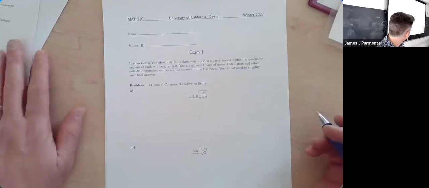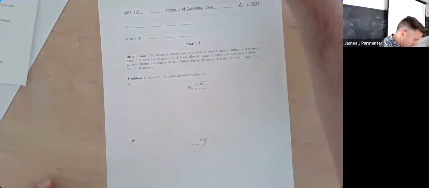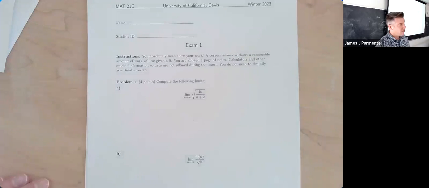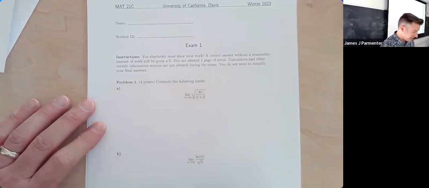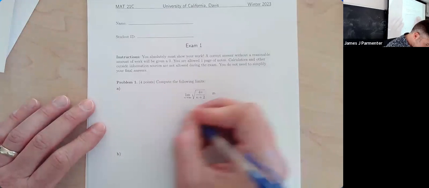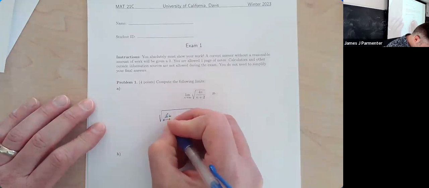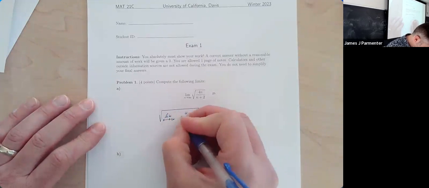So the first two questions on this exam are limits. For the first one here, the limit as n goes to infinity of the square root of 4n over n plus 2. I don't know how much work someone wants to show here. I would probably bring that limit inside the root and write it as the square root of the limit as n goes to infinity of 4n over n plus 2.